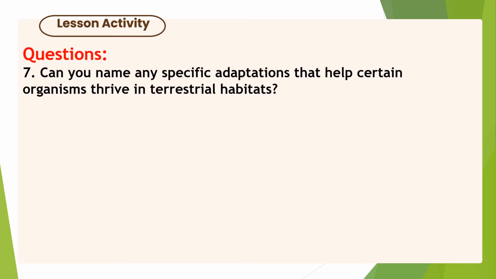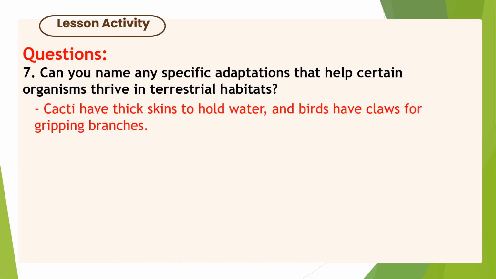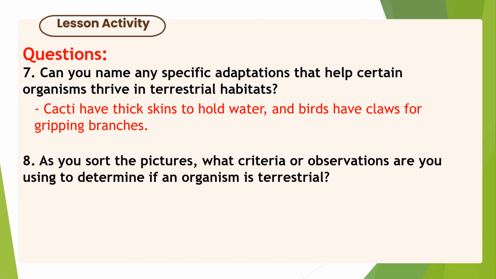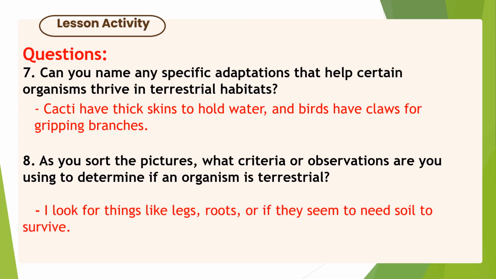Can you name any specific adaptations that help certain organisms thrive in terrestrial habitats? For example, we have cacti. Cacti have thick skins to hold water, and birds have claws for gripping branches. As you sort the pictures, what criteria or observations are you using to determine if an organism is terrestrial? Okay, you look for things like legs, roots, or if they seem to need soil to survive.